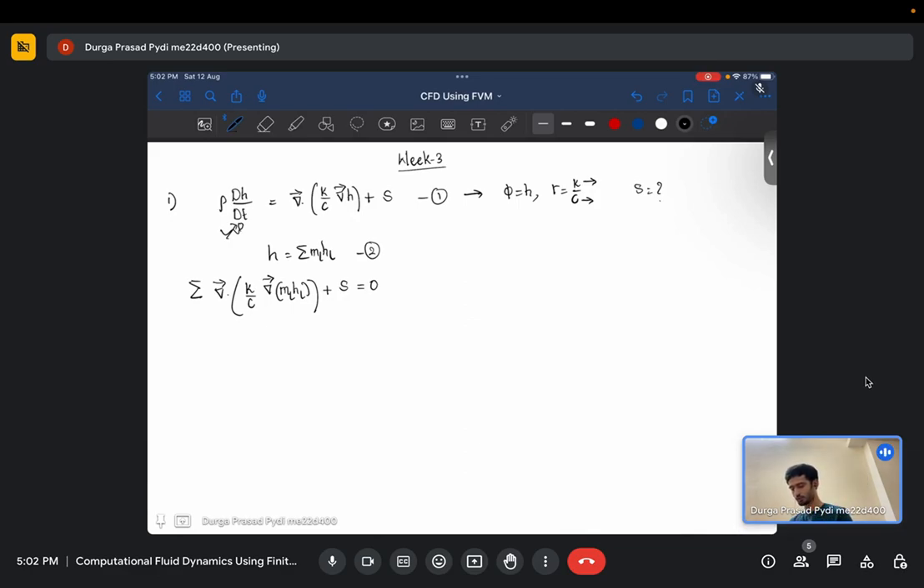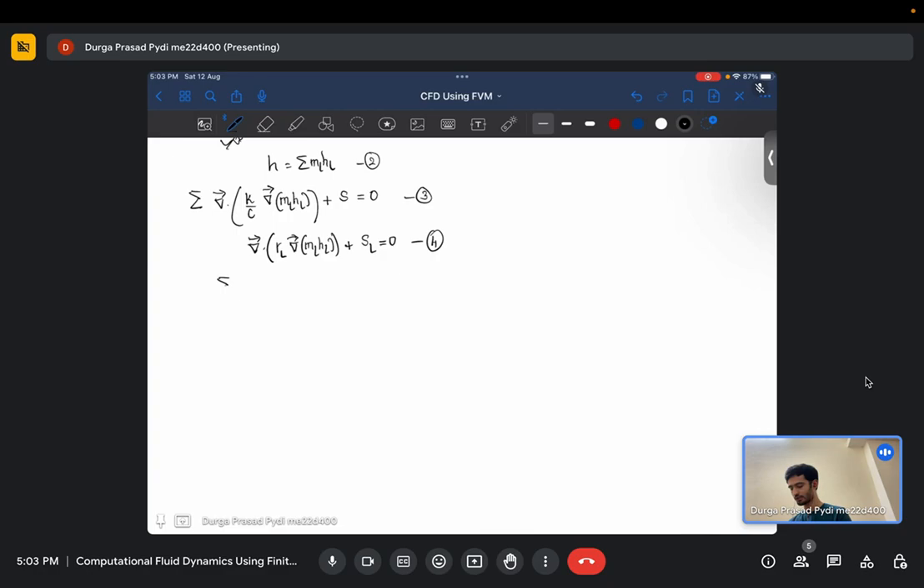In order to obtain the source term, we need to have the equation for each and every individual species. So for a given species, at steady state, we have del dot, let gamma L be the diffusion coefficient for that particular species, ml times HL plus SL. SL is the heat generation term, enthalpy generation term for that particular species, equal to 0. So if we consider this as equation 3, this is our equation 4.